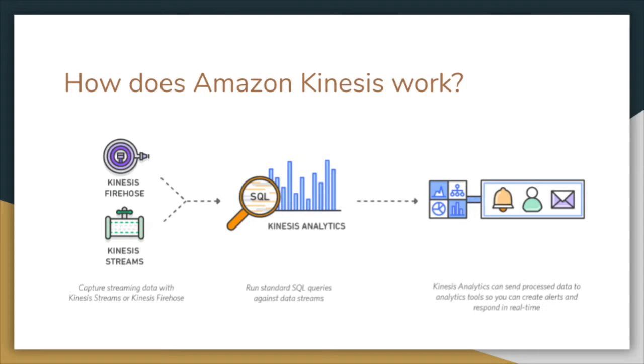So how does Amazon Kinesis work? Kinesis uses Firehose and Stream to capture streaming data, and they run SQL queries against the data streams. Kinesis Analytics can also send processed data to Analytics so that you can create alerts and respond to it in real time.